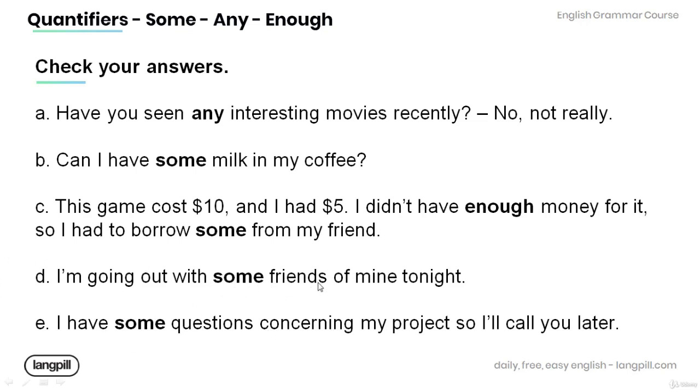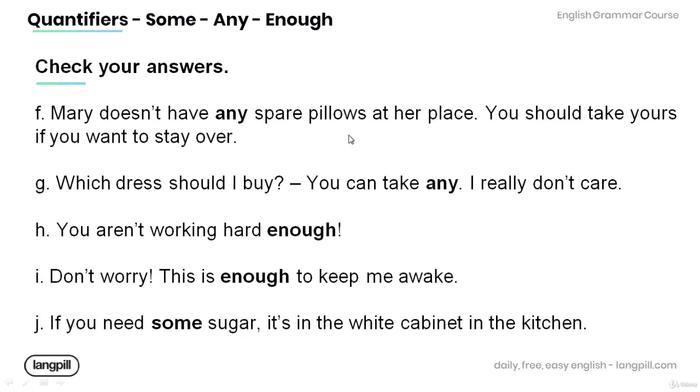I'm going out with some friends of mine tonight. I have some questions concerning my project, so I'll call you later. Mary doesn't have any spare pillows at her place. You should take yours if you want to stay over. Which dress should I buy? You can take any. I really don't care.